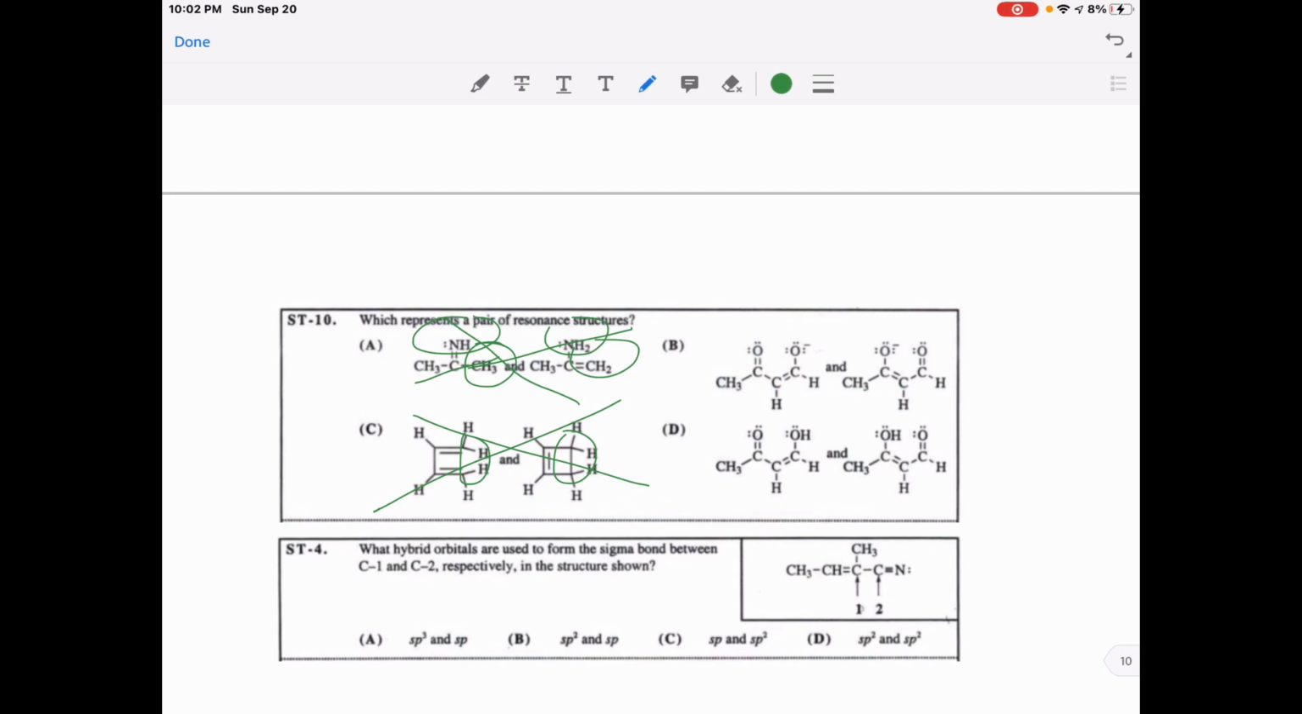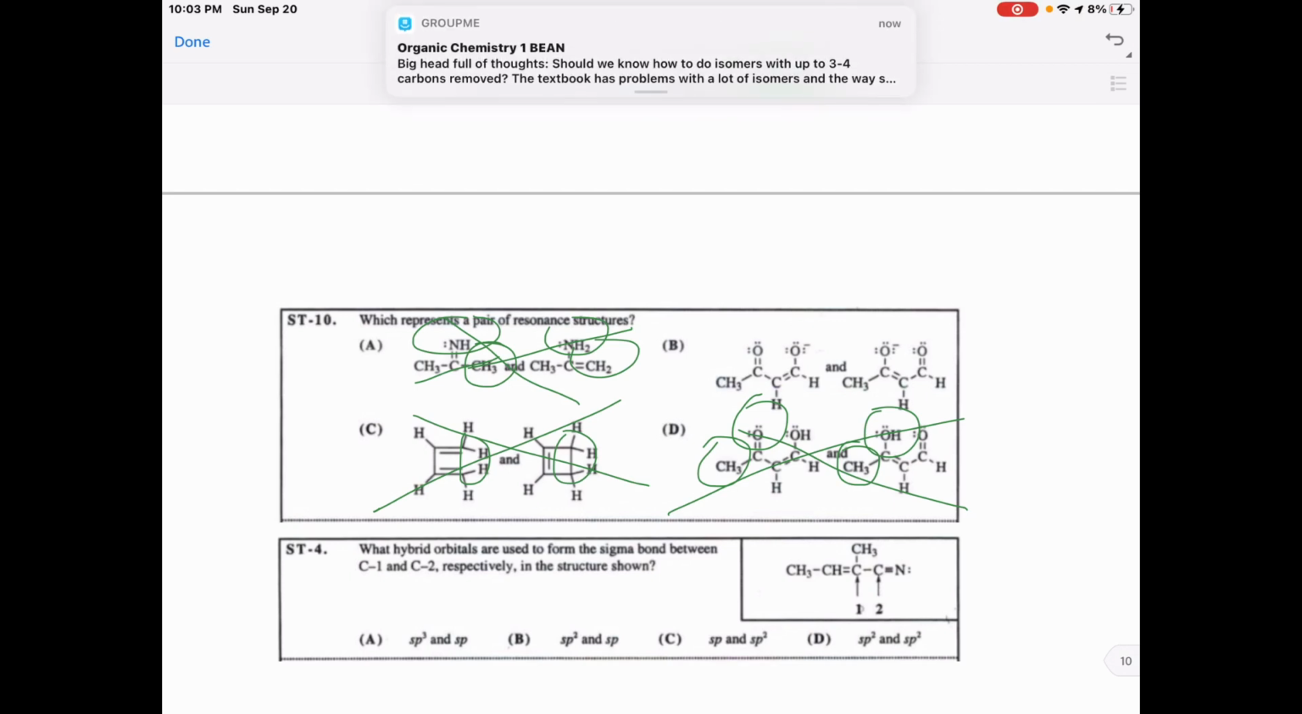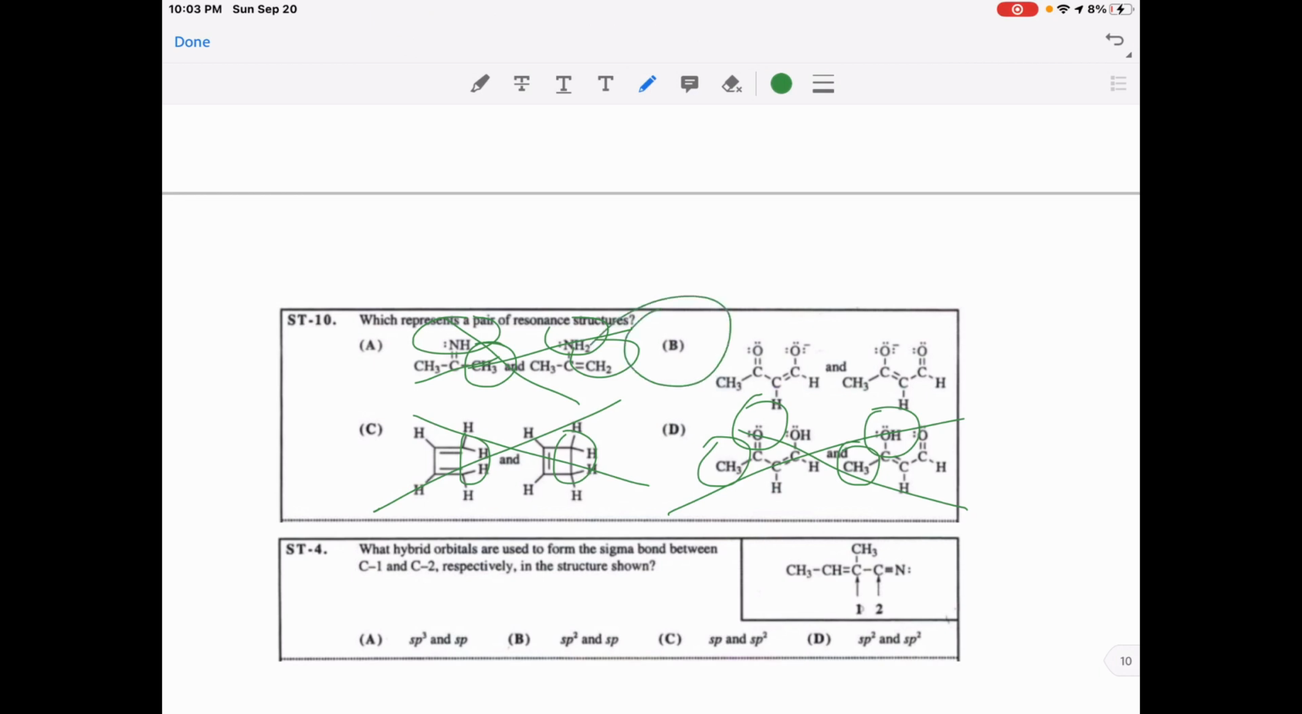For D, we see that these two structures are again changing their connectivity because there is an OH group here and there's an oxygen here. So it's not like the molecule is flipped either, because what we see is that the CH3 group is still in its position, so that hasn't changed. So really, the connectivity of the molecule did change, so it's not a resonance structure. So what we're left with is just B.